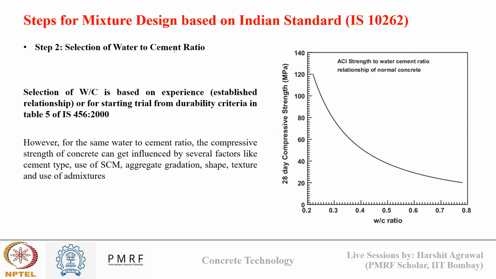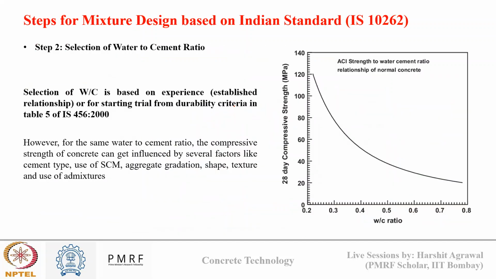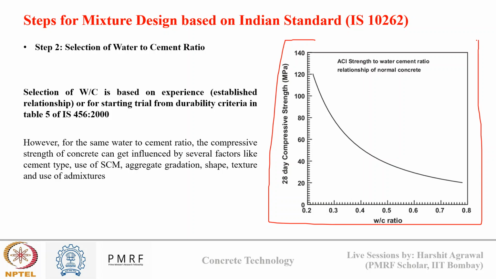Now, the second step is determining the W by C ratio. Selecting W by C ratio is based on experience or starting trial for durability criteria. So, either you can go with experience, like what grade of concrete you want and, as per your experience, what W by C ratio will be suitable, or you can go from durability criteria, like we saw in this table, what minimum, maximum W by C ratio the code is saying. Generally, we have such curves present in literature that give us an idea of how W by C ratio can affect the strength. So this curve is present in the ACI code, for strength to W by C relation.